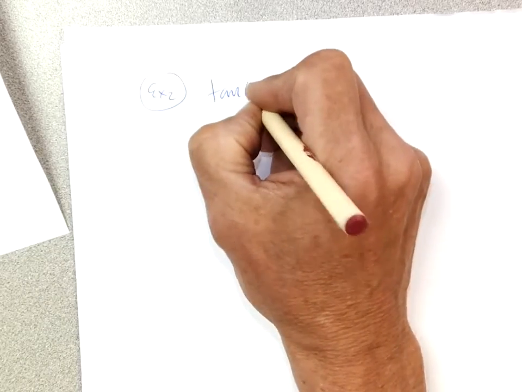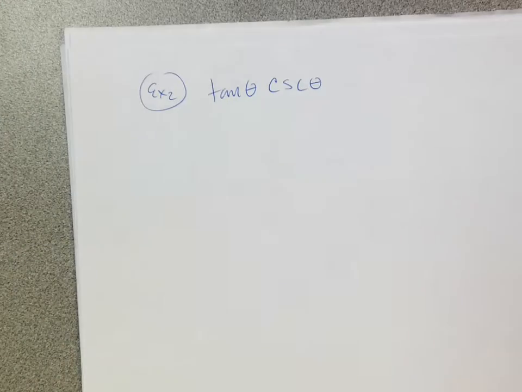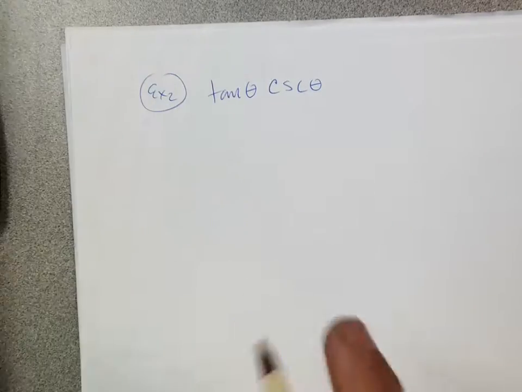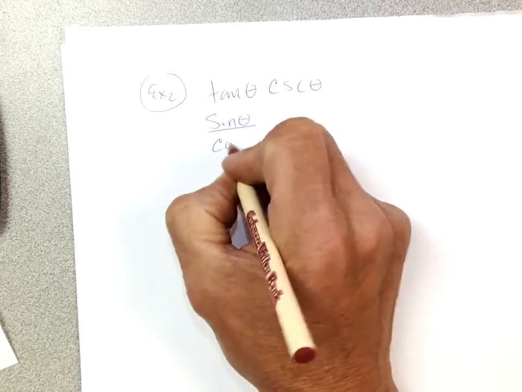Tangent theta times cosecant theta, okay? Whenever I try and do these types of problems, what I try and do is get things into sines and cosines if I can. So if I can get into sines and cosines, things happen, hopefully. What do I know about tangent? Tangent is equal to sine over cosine. So I'm going to rewrite tangent as sine theta over cosine theta.